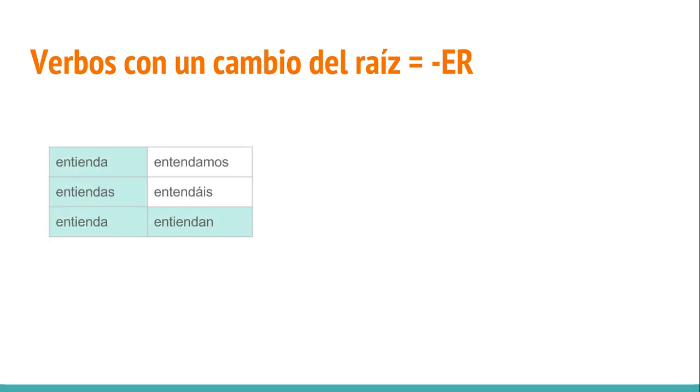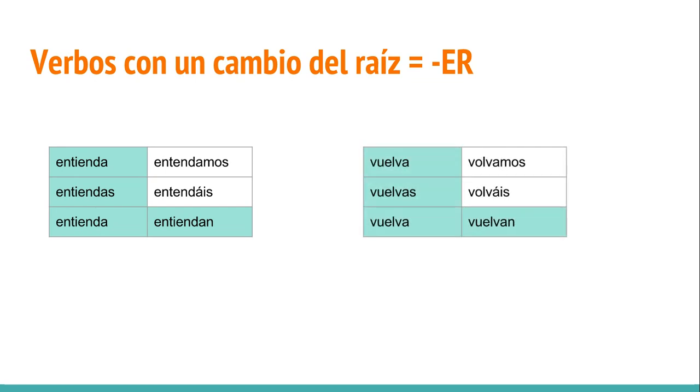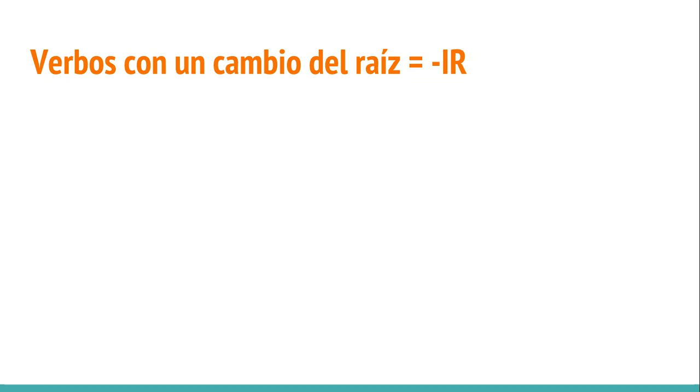ER verbs that stem change follow the same rules as AR verbs that stem change. They only stem change inside the boot. So you can see that entienda, entiendas, entienda, and entiendan have stem changed, while the nosotros and vosotros forms have not. One more example of the ER verbs, vuelva, vuelvas, vuelva, volvamos, volváis, and vuelvan. And we will move on to IR verbs.